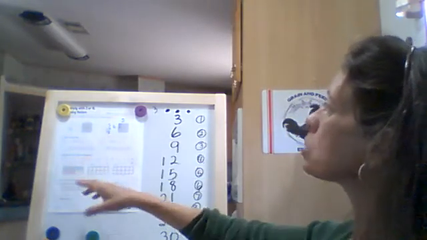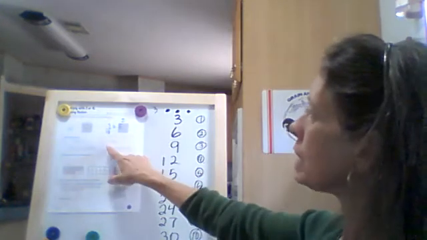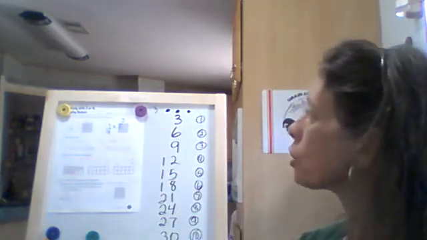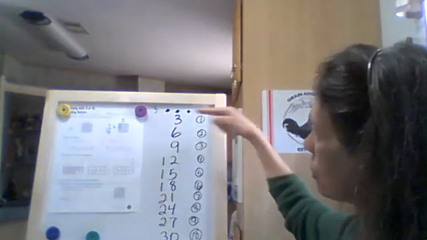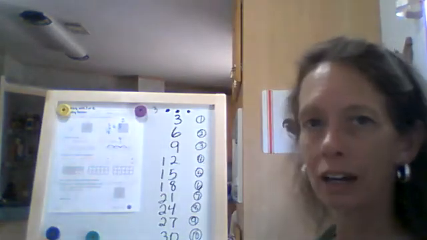Okay. Now this one asks you to picture the fact and solve. 3 times 3. Where is 3 times 3 on our chart? 3 times 3. There it is, 9. And we can jump 3. So we start at 0 and we jump 1, 2, 3. 1, 2, 3. 1, 2, 3. We jump 3 times to get to 9. Okay.